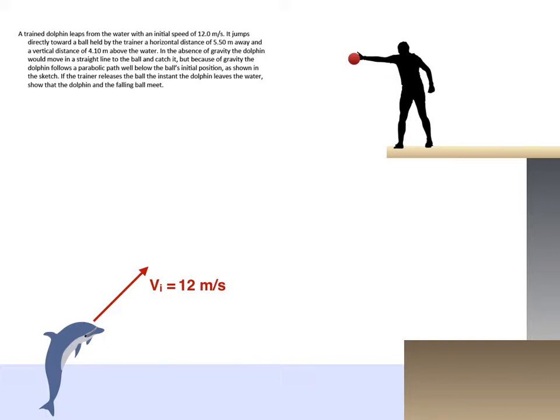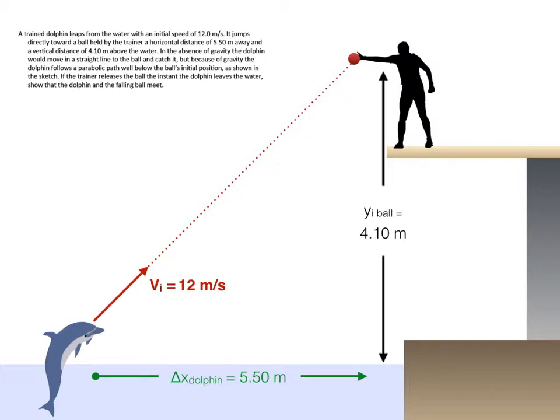It jumps at an angle and it jumps directly toward a ball that is held by the trainer. So the dolphin is aiming directly at the ball when it is held by the trainer some distance over, horizontally, 5.5 meters away. And it is 4.1 meters above the water. So that's the initial position of the ball, 4.1 meters above the water surface. By the way, the assumption is that the water surface is zero. We call that ground zero or level zero.